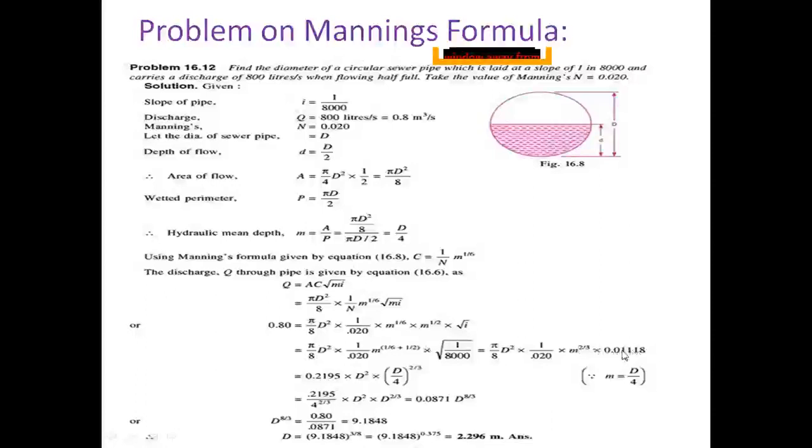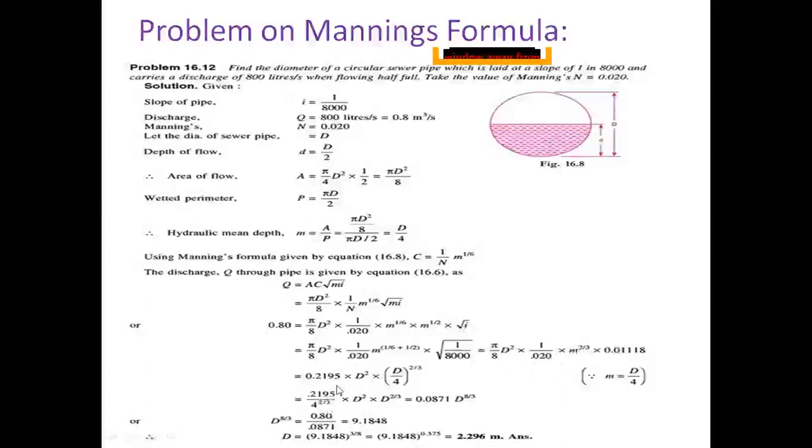This value is coming as root 1 by 8,000, the value is coming as 0.03118. So here the value is 5 by 8 equal to 0.2195 into d square into d power m, where m equals d by 4. So substitute the value d by 4 into 2 by 3, d by 4 into 2 by 3.